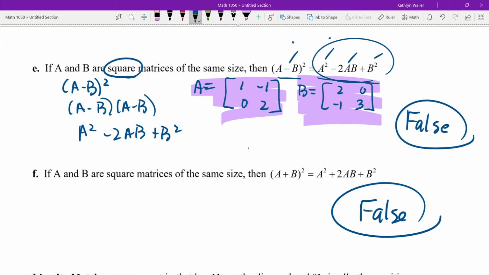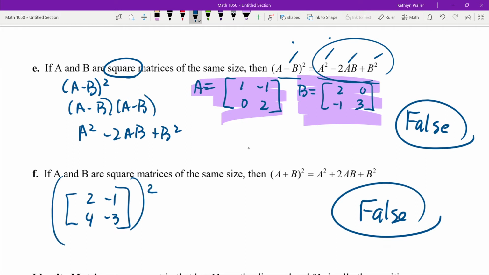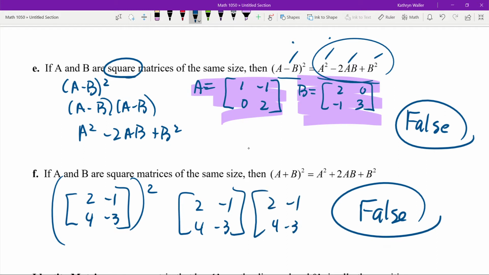it. By the way, when you're squaring a matrix, let's say you have 2, -1, 4, -3, and that thing's supposed to be squared. You would have to write it twice, like this, right next to each other. And then you'd have to multiply that together to get your answer. Who says, I understand what you're saying? Raise your hand. Okay, great.